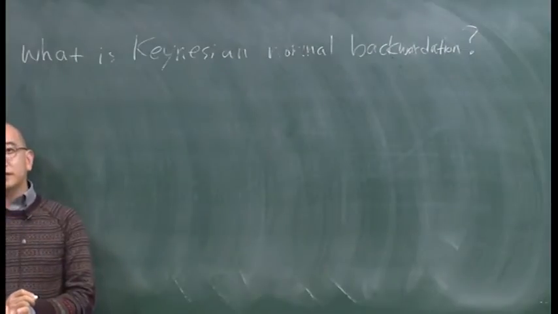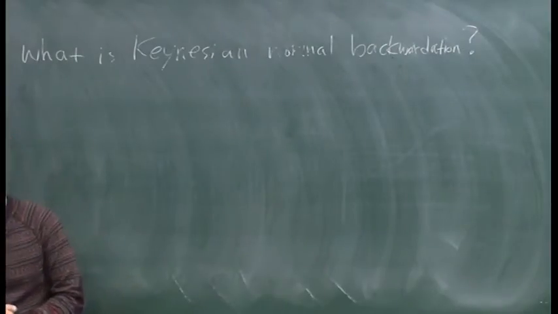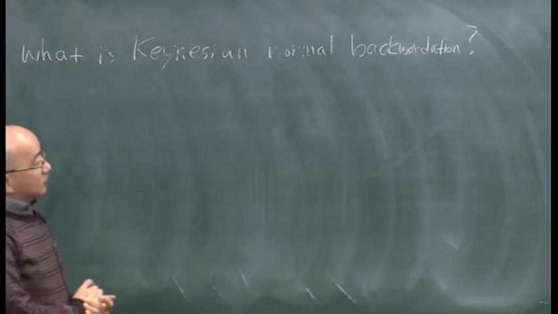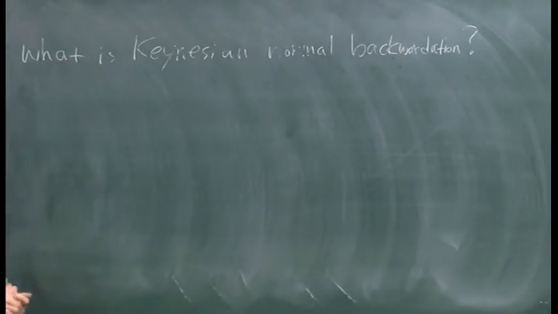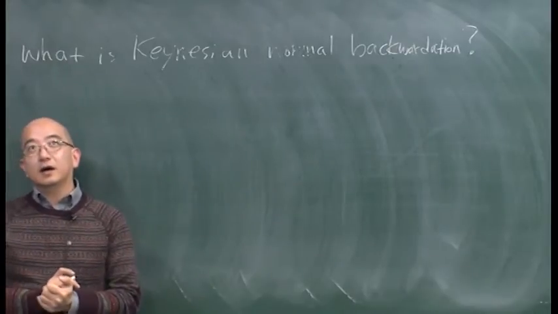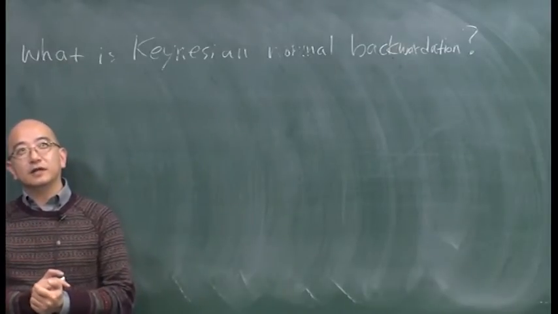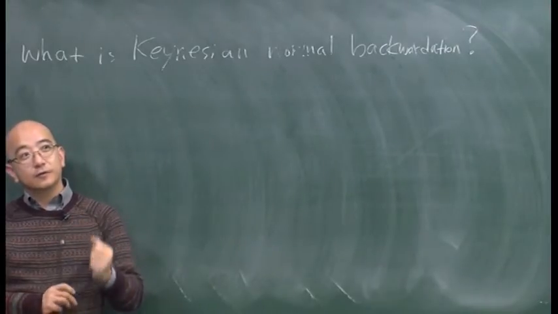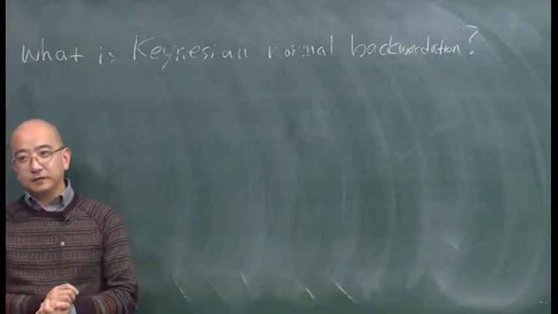What is Keynesian normal backwardation? This is about the commodity futures or forward market, let's say futures market. So in the commodity futures market, we may be interested in comparing the spot price to futures prices of different terms.